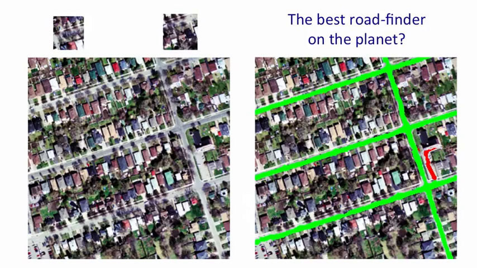On the right is the output of Vladimir's system. Green is correctly identified pixels of road, and red means things that his system thought might be road that actually aren't. Actually, that thing is a parking lot, but you can see why he might have thought it was a road.